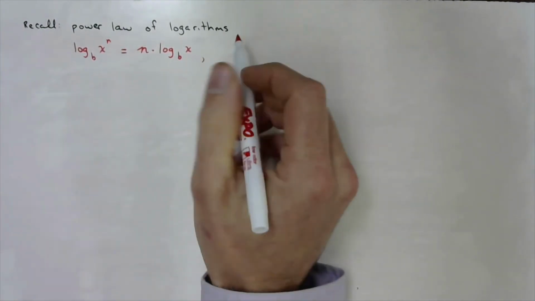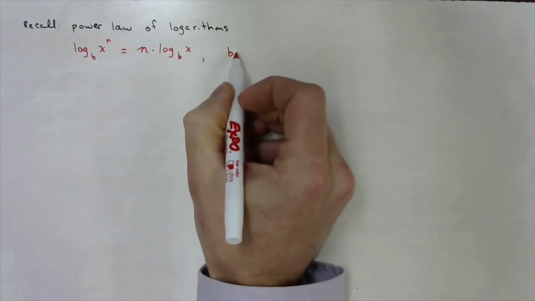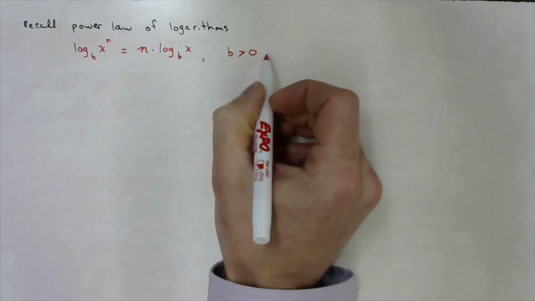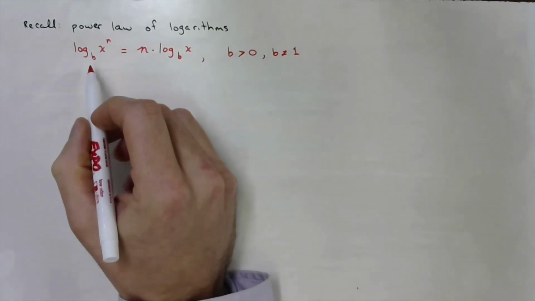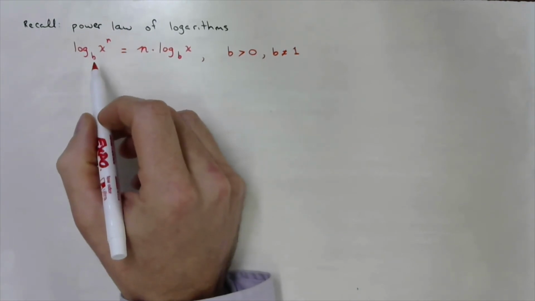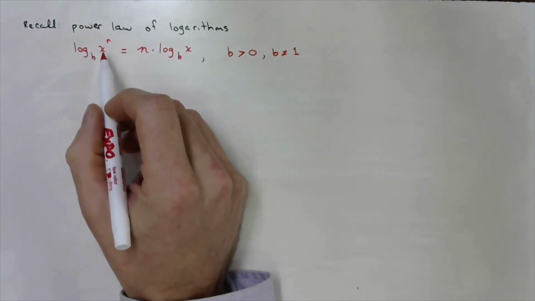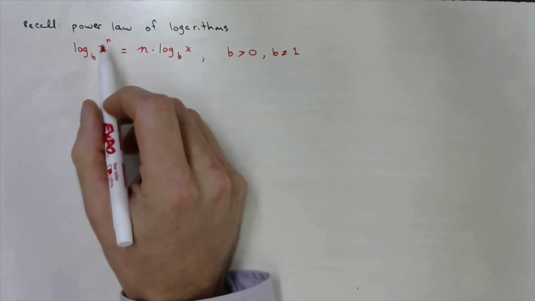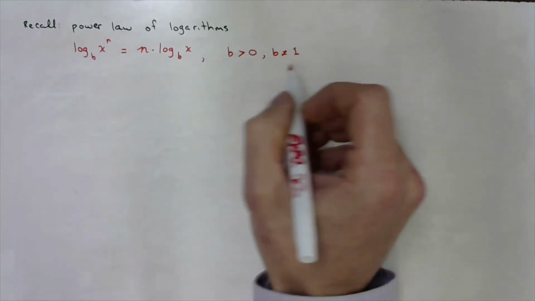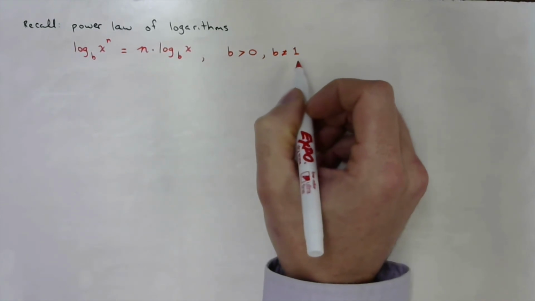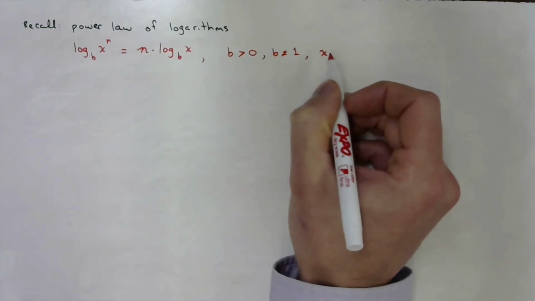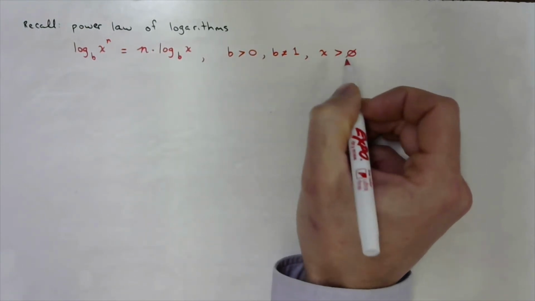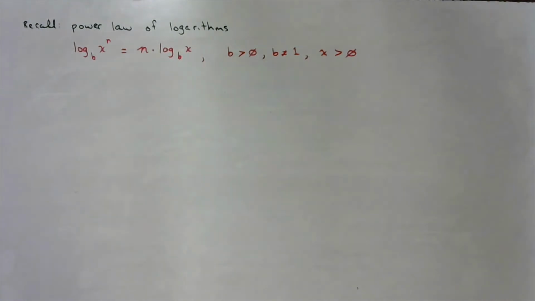And there's always some rules that have to be true. b must be greater than 0, and also b can't be 1. It's because we're essentially finding the exponent that makes b to the power of something equal x. So b can't be 1 because 1 to the power of anything is just 1. And here x also must be greater than 0. So some of the numbers are restricted to being positive numbers.